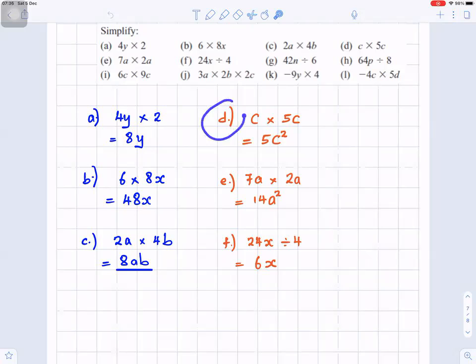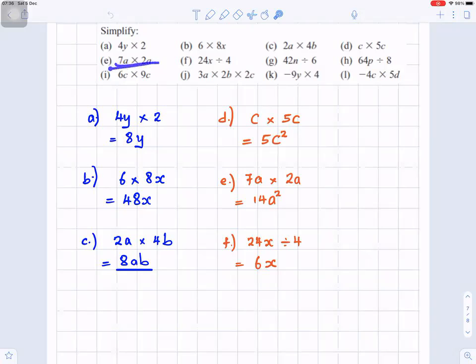For part D, c times 5c. c times c gives you c squared, because it's like c to the power 1 times c to the power 1. 1 plus 1 is 2. And you write it as 5c squared.